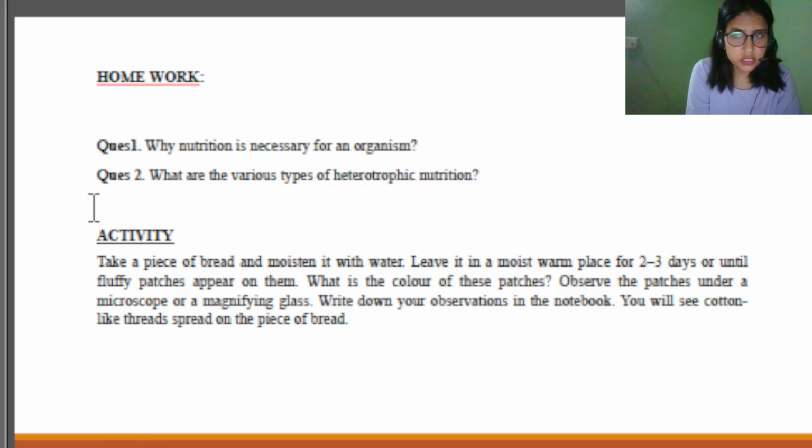Yes, so today we have discussed mainly the holozoic mode of nutrition and what different categories it has, right? The saprotrophic, parasitic, and holozoic. And under holozoic there are three categories, that is herbivores, carnivores, and insectivorous plants. Yes, so you will be doing this homework and we'll be meeting again in the next class.